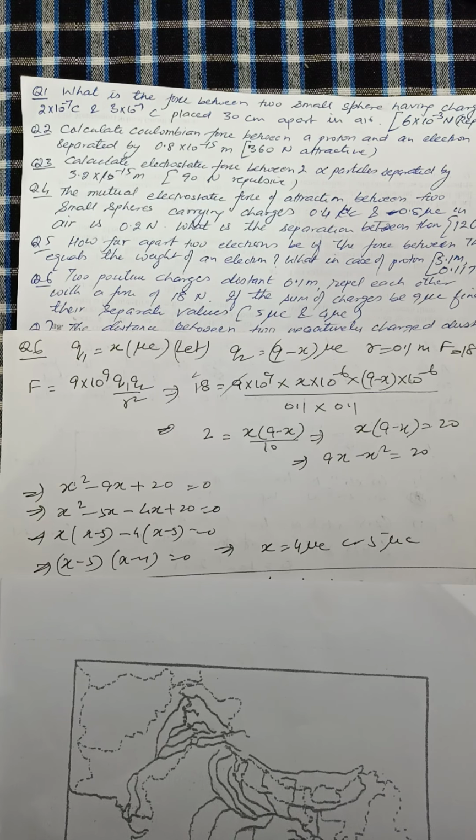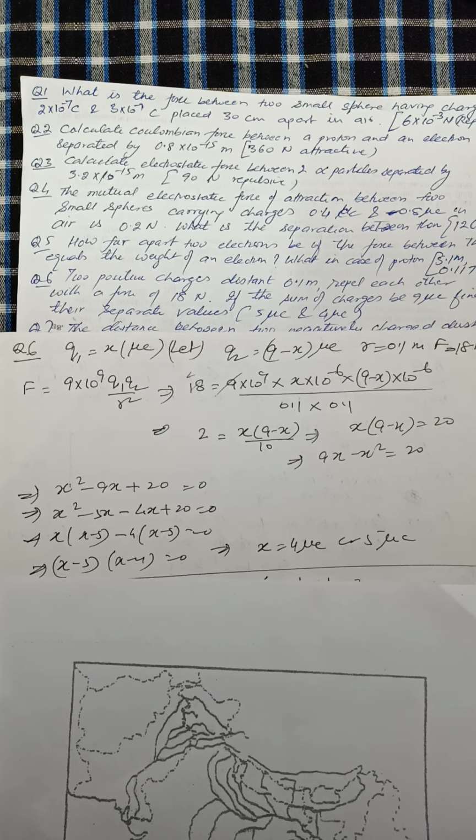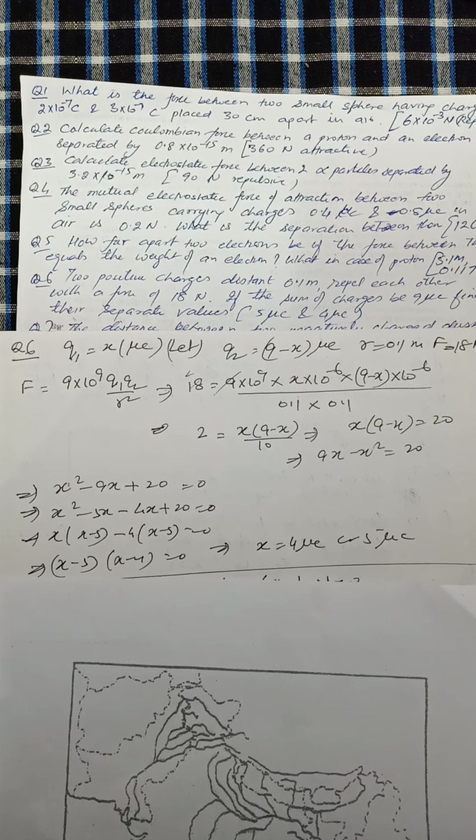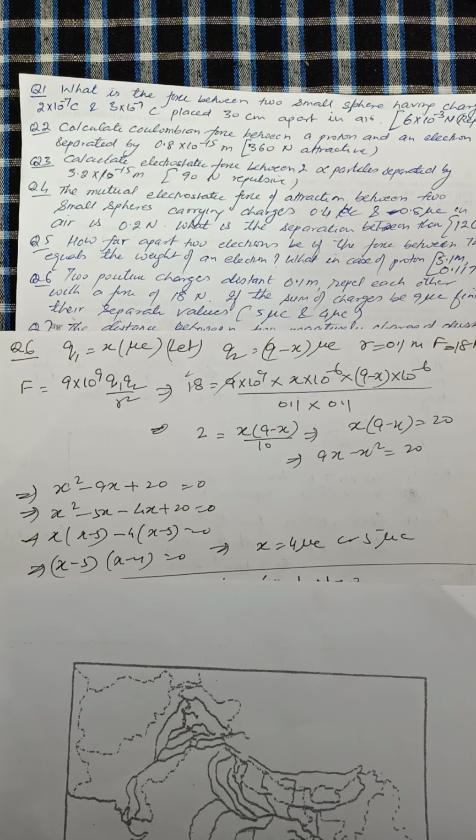In the first two terms, take x common, x minus 5. And in the second two terms, take minus 4 common, x minus 5 equal to 0. Take x minus 5 common. In the other bracket, you get x minus 4. If x minus 5 equals 0, then x will be 5 microcoulomb. If x minus 4 equals 0, then x will be 4 microcoulomb. It means if the first charge is 4 microcoulomb, the other is 5. If the first is 5, the other is 4. So the answer is 4 microcoulomb and 5 microcoulomb.